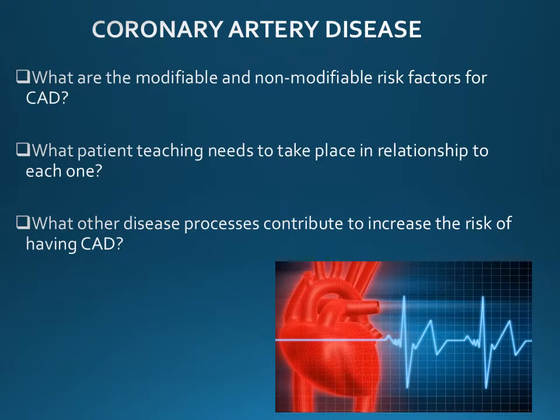So if our patient is diagnosed with unstable angina, biomarkers are negative, how can we help them to avoid a heart attack? There are several modifiable and non-modifiable risk factors for coronary artery disease that we can do patient teaching. The non-modifiable factors are family history and age, 45 or older in males and 55 or older in females.